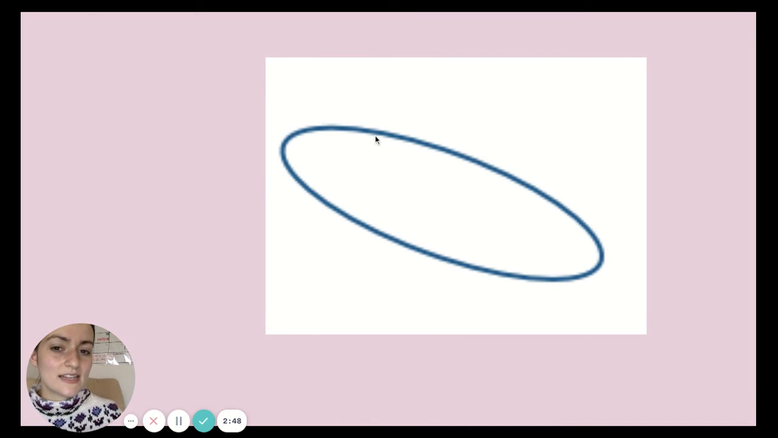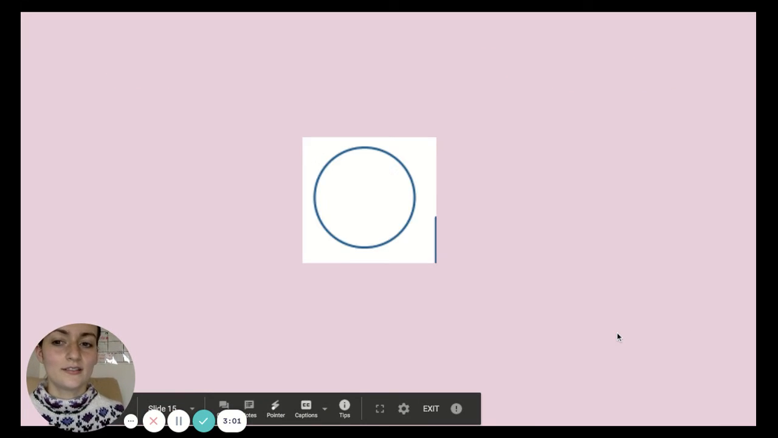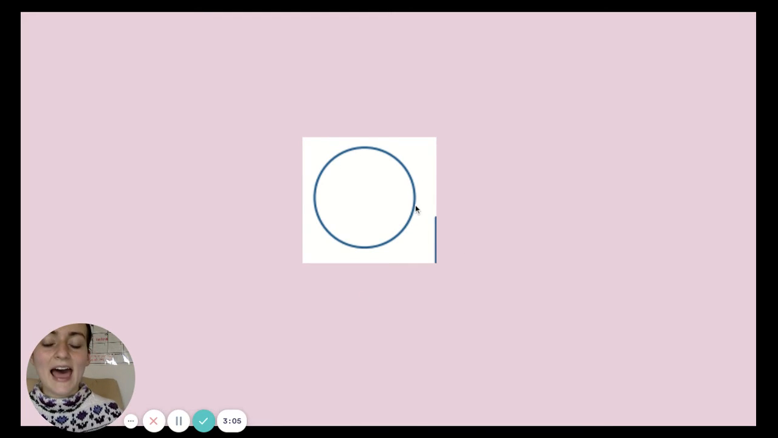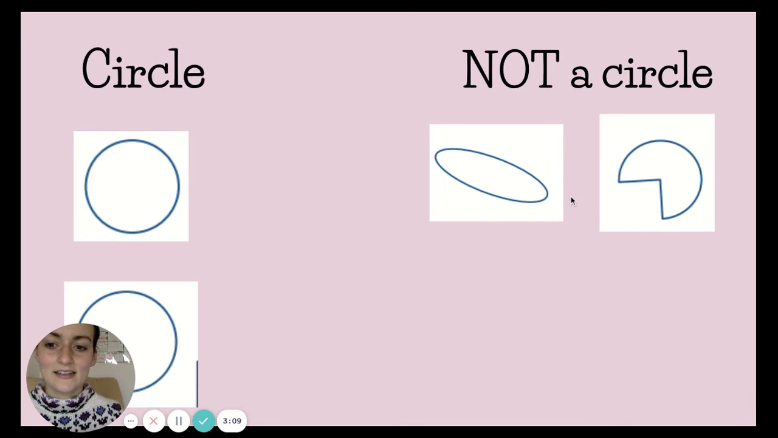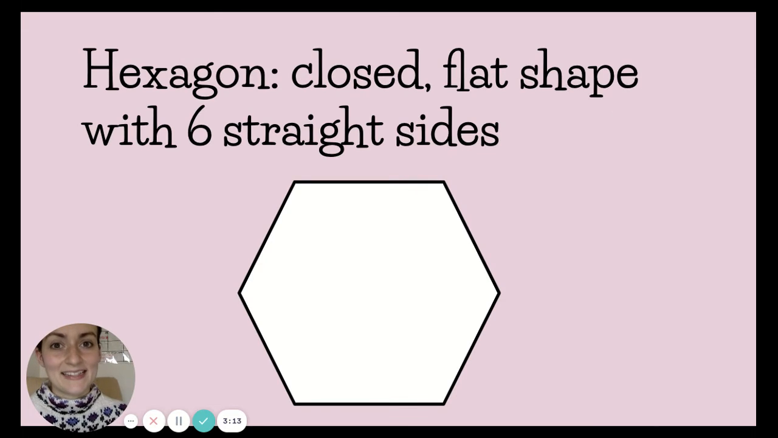This one's interesting because it's really long and it's closed, but it's not the exact right shape to be a circle. It's kind of like if a circle was squished flatter. So we call this shape an oval. It's not a circle. This one is closed, it's flat, it has a curved line, it has no straight sides, so it's got to be a circle.